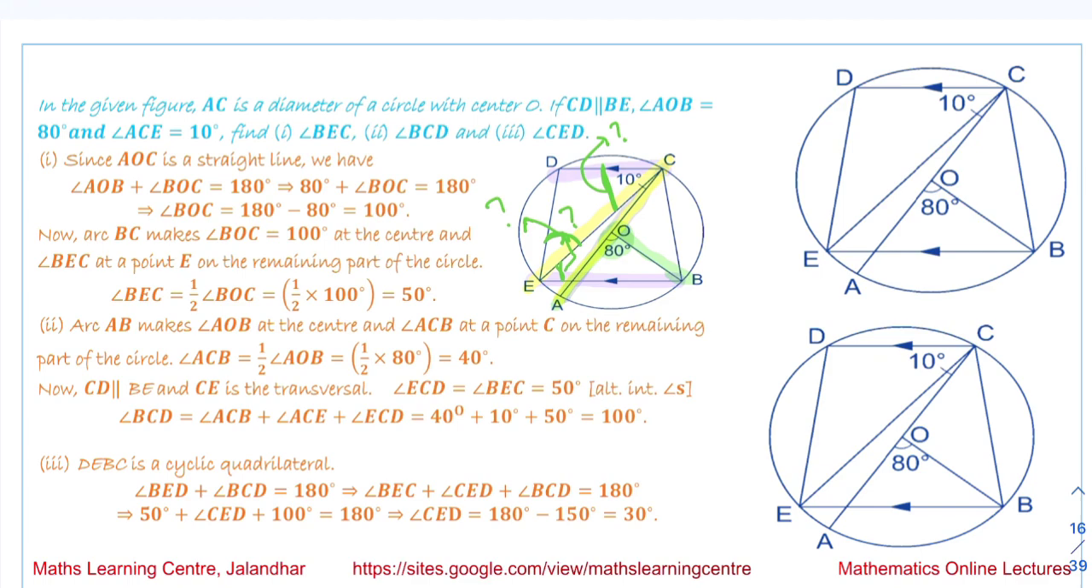Now AOC is the diameter, so it is a straight line. So if the angle AOB is 80 degrees, then the remaining angle over here is of measure 100 degrees. Now the arc BC is making an angle of 100 degrees at the center. So this arc also makes an angle at this point E over here. So the angle at E will be 50 degrees, that is half of the angle at the center.